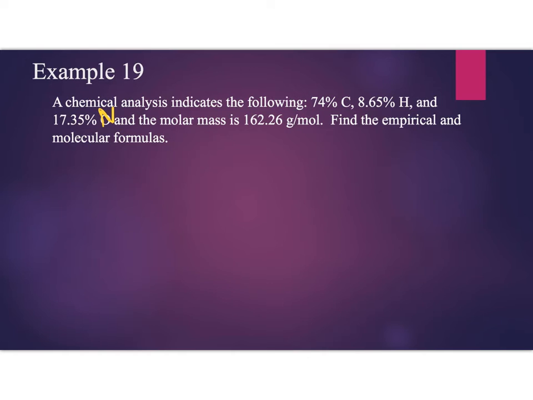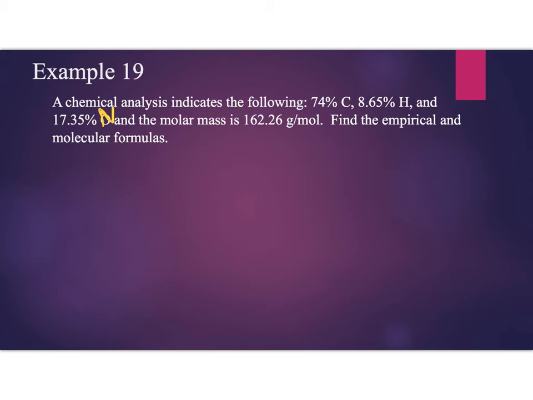And now for our final example, it says a chemical analysis indicates the following. We have 74% carbon, 8.65% hydrogen, and 17.35% nitrogen. Okay, that is nitrogen, not oxygen. I did make that correction. We're told that the molar mass is 162.26 grams per mole, and we want to find the empirical and molecular formulas. Okay, I would recommend at this point in time that you please pause the video, try to do this on your own, and then come back and see if you get the correct answer.